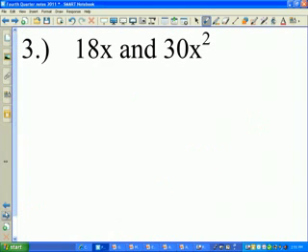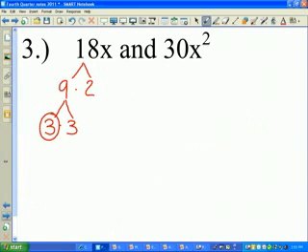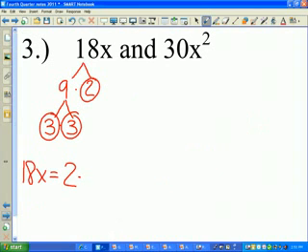So for this one, number 3, we have 18x. So again, we're going to do it just like how we did the other ones. So first off, deal with the 18. So you can say 9 times 2. So that means that 9, I'm going to factor 3 times 3. So here's my prime numbers. So then for this 18x, my prime factorization is going to be 2 times 3 times 3. And now I'm looking at that x, and since there's only one x up there, it's going to be times x. Okay?